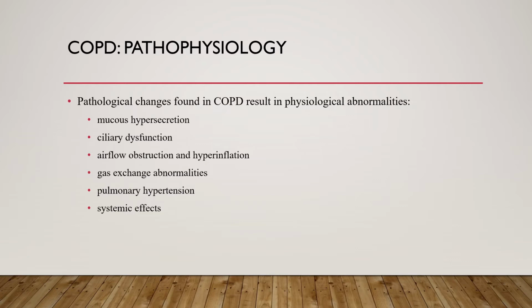The pathological changes found in COPD result in physiologic abnormalities. I really don't want to read the slides to you, because if you're watching this, you know how to read. But the bullet points themselves, I can go into a little more detail with each of these. I know we hit on them previously, but as far as the mucus hypersecretion and ciliary dysfunction go, the first two bullet points, that hypersecretion is going to result in a chronic productive cough.